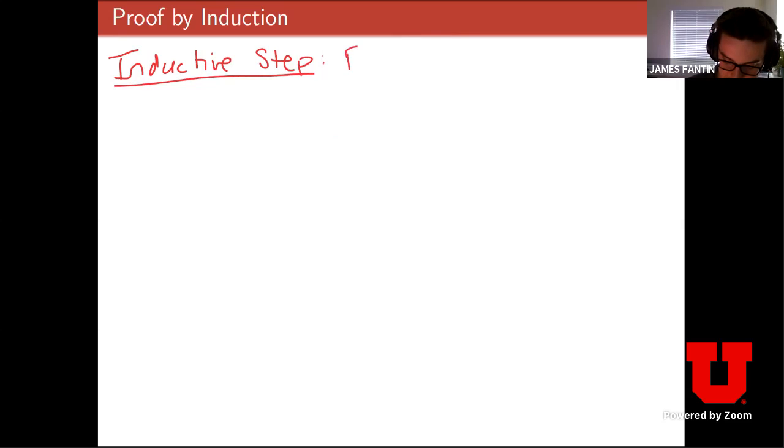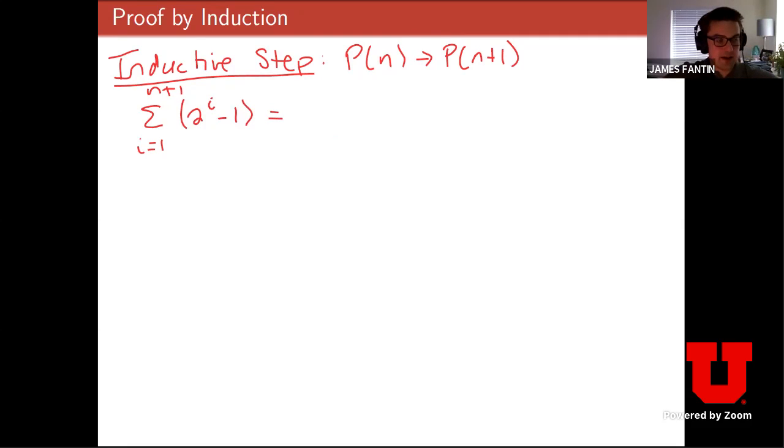We want to show that P of n implies P of n plus 1. So we would start then with our n plus 1 expression, the sum for i equals 1 to n plus 1 of 2 to the i minus 1. And then if you just want to go ahead and take about a minute or two and finish up the rest of this inductive step here, expanding it out and then getting to the closed form that we want.